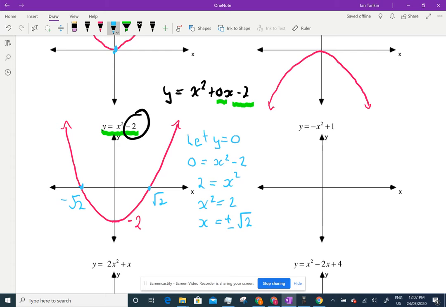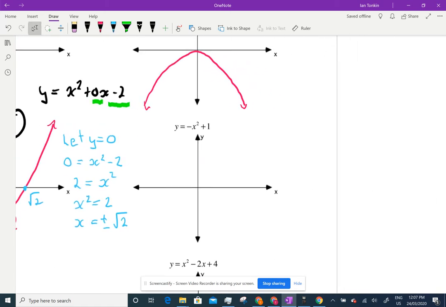Okay. This one here, y equals negative x squared plus 1. Well, I want you to go and have a go at it. So pause the video, go and have a go at it, and then come back.